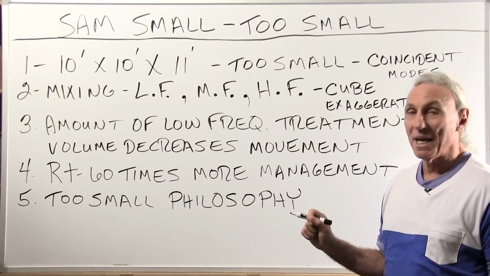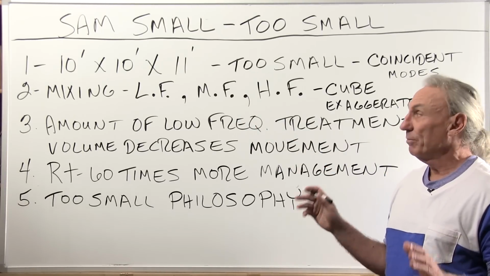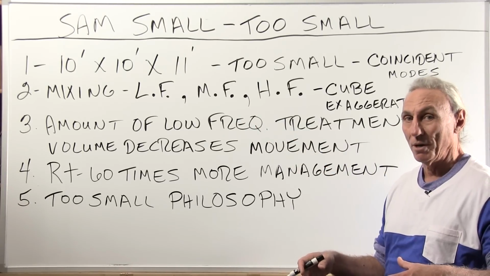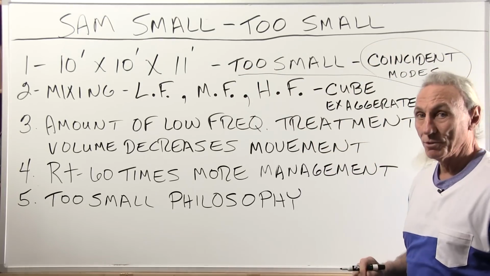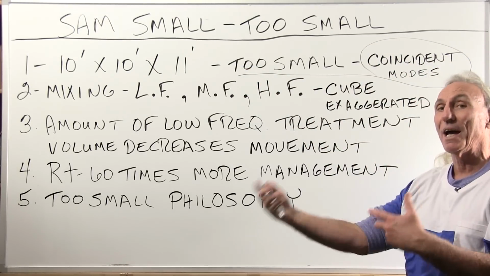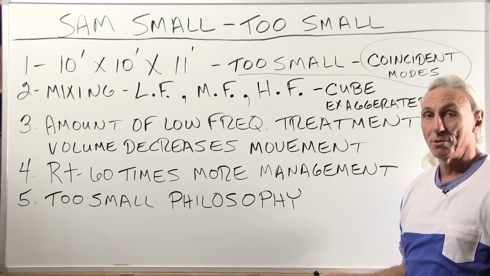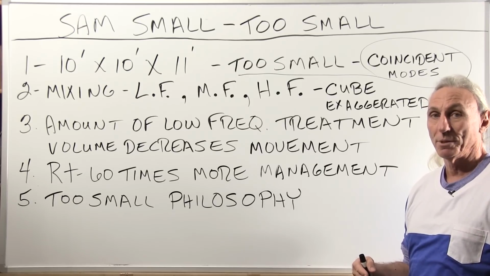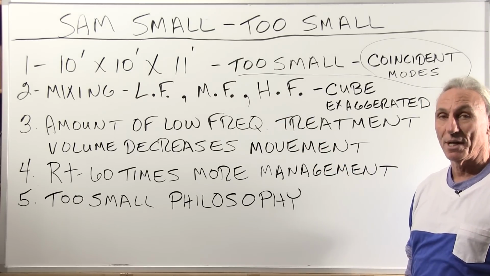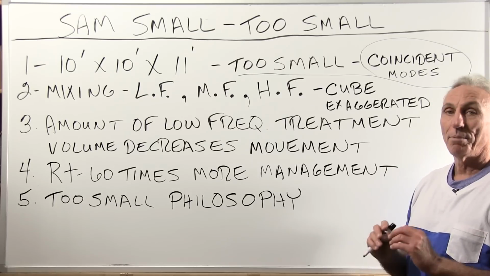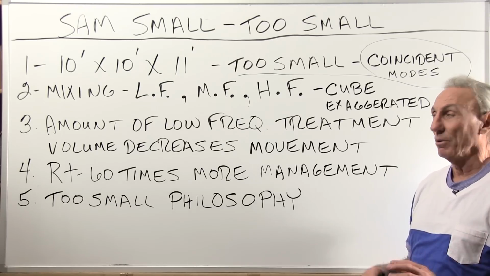Look at his room size, 10, 10, 11. So two problems here: way too small, and it's a cube. And we all know from past videos that cubes produce those coincidental modes, which exaggerate all your problems up to 200 to 400%, depending on the size. In Sam's case, we're 400% exaggerated. He had problems from 40 cycles all the way up.